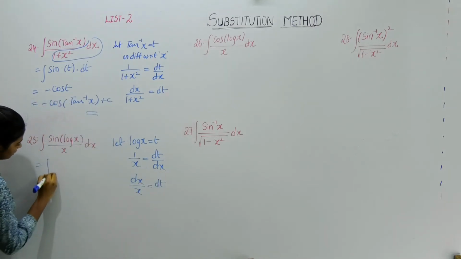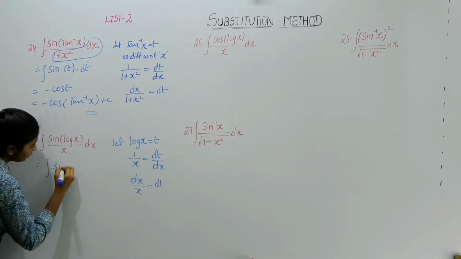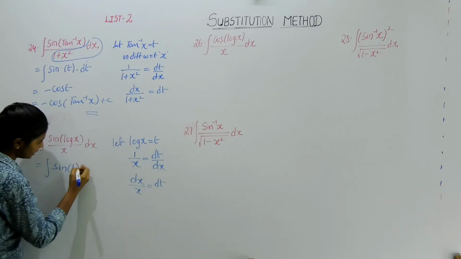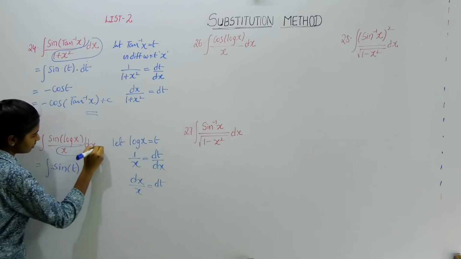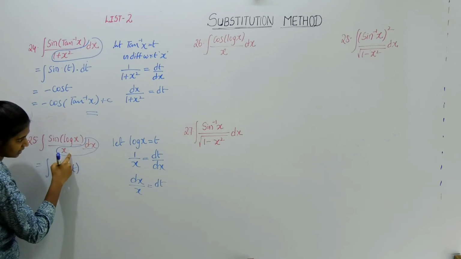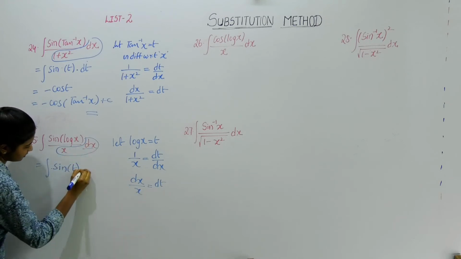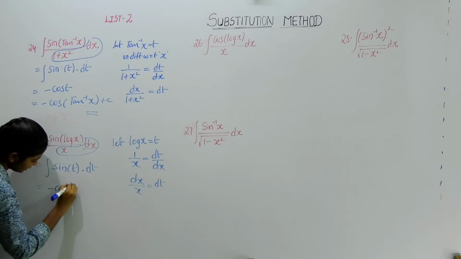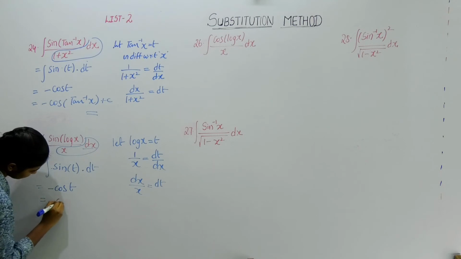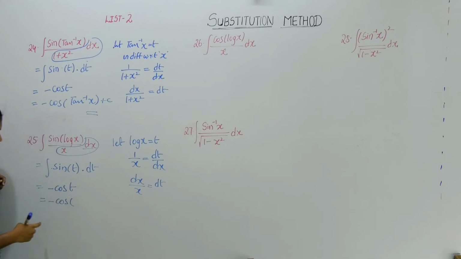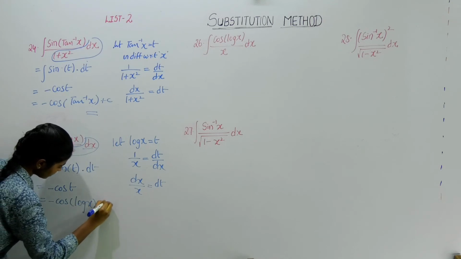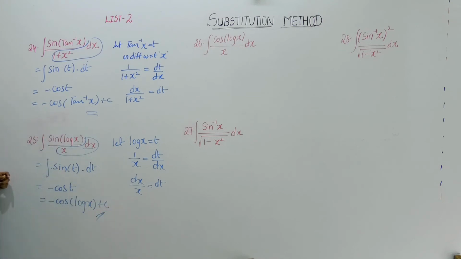So now integral sine of, in the place of log x we substitute t, and in the place of dx by x we substitute dt. Integral sin t dt is minus cos t, minus cos of, what is the value of t? It is log x plus c. This is the final answer.